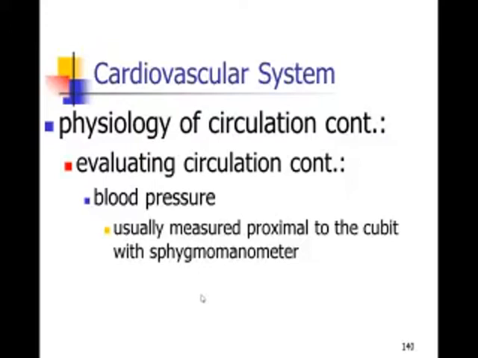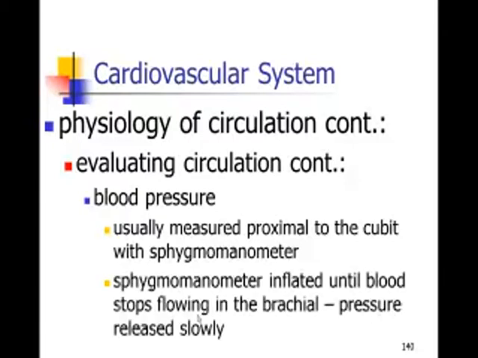And the blood pressure is usually measured proximal. You put a pressure cuff proximal to the cubital fossa. The forearm is extending from the elbow toward the wrist. And you use a sphygmomanometer. Wow, that's a mouthful.